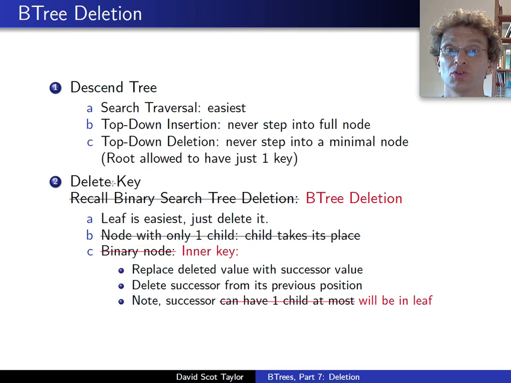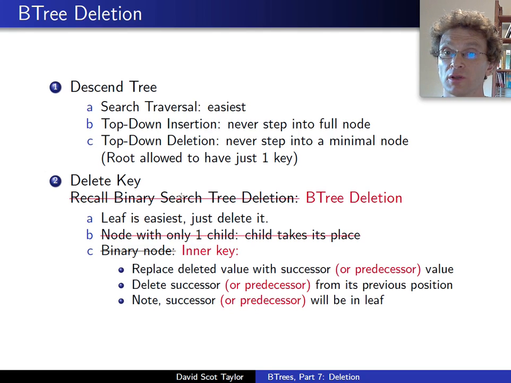Now we're going to come back to our deletion. We'll clean this up a little bit. We say, look, if we're deleting from a leaf, that's great. We're just going to delete it, especially because we know the leaf is not going to be minimal because we wouldn't have stepped into it if it was minimal. And if we're deleting from an inner key, we're going to replace that key value with a successor or a predecessor value from the subtrees, okay, to keep its structural place within the tree.